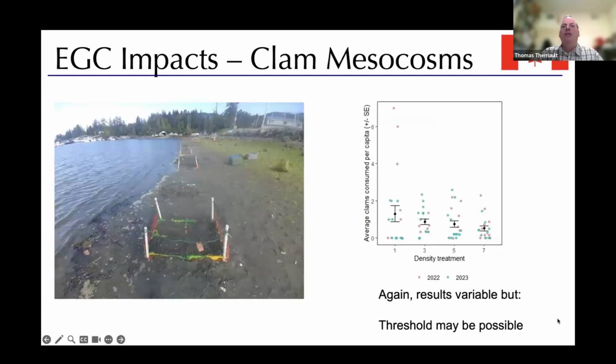We then focused specifically on the manila clam, and we took it out and did a per capita consumption mesocosm experiment down in Sooke in cooperation with Sooke First Nation. And what you see from the graph here is that the per capita consumption, if you squint a little bit, looks like there's a density effect between about 3 and 5 crabs per square meter. And so again, this is a place where management could think about where that threshold is to get green crab density down to limit the impacts on our native ecosystems.